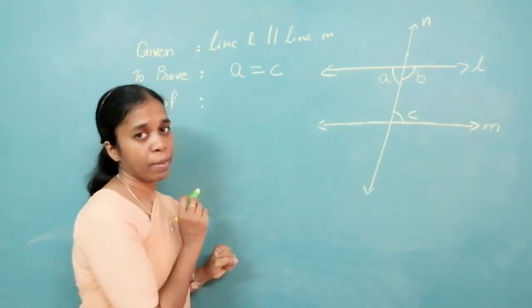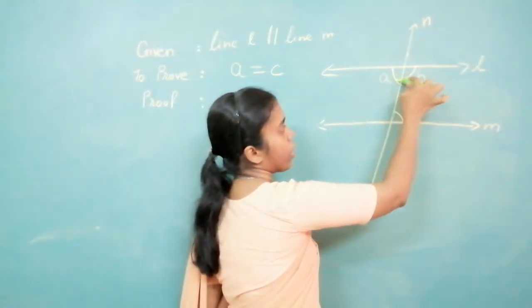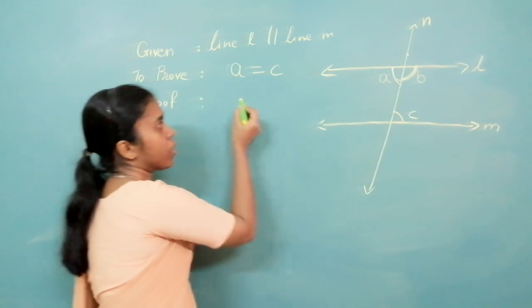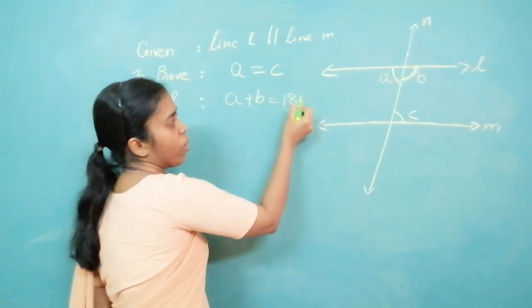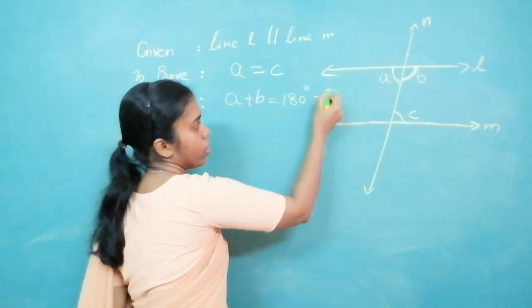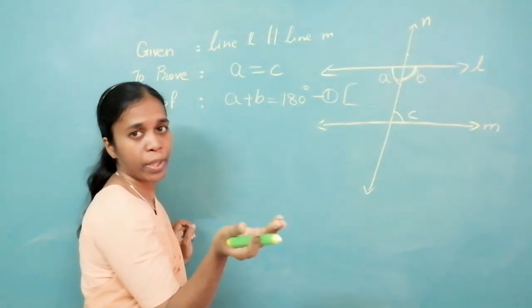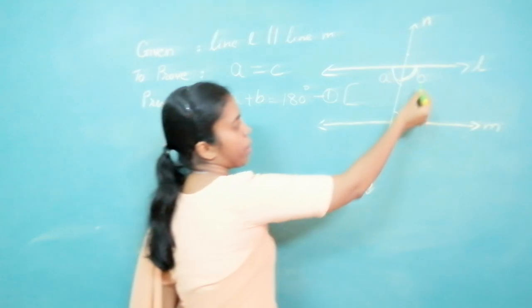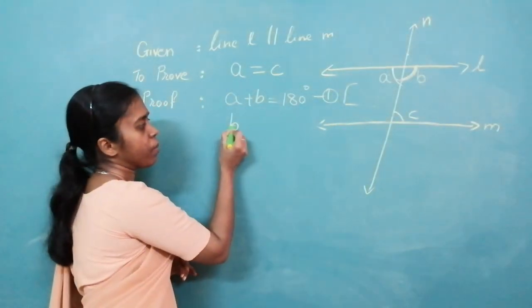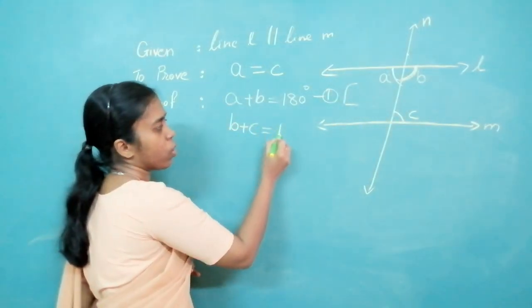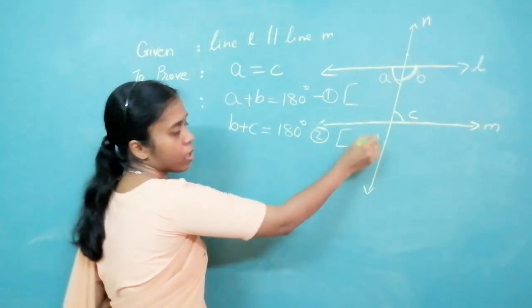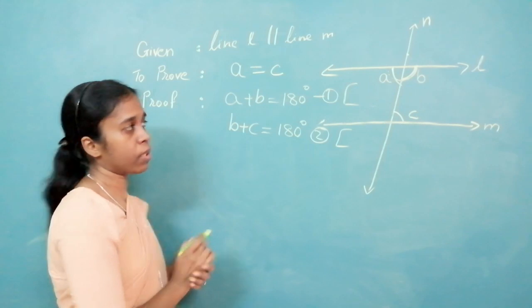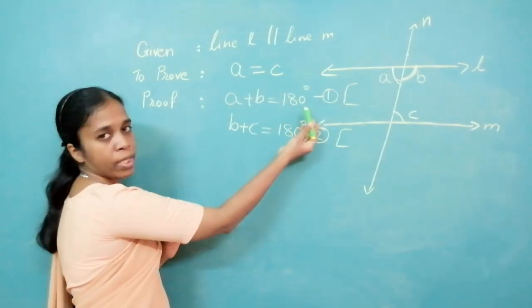What will be my first step? Again, look at this. What do I get over here? I get A plus B is equal to 180 degree. First equation. Reason? Linear pair. You already know it. What about my B plus C? Same step like last year. B plus C also is equal to 180 degree. Second equation. What is the reason? Interior angles.